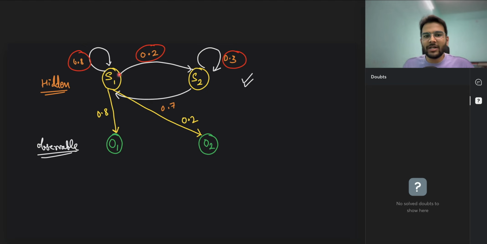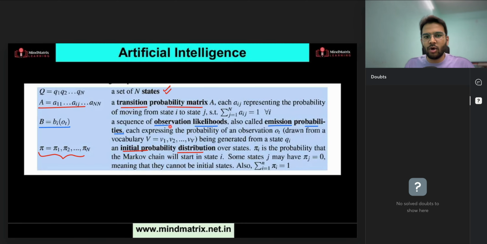From one state to another state, and these are hidden states. S1 and S2 are hidden states. But if I talk about O1, O2, these are observable states. So for these probabilities, these are nothing but the emission probabilities, or you can say observation likelihoods.